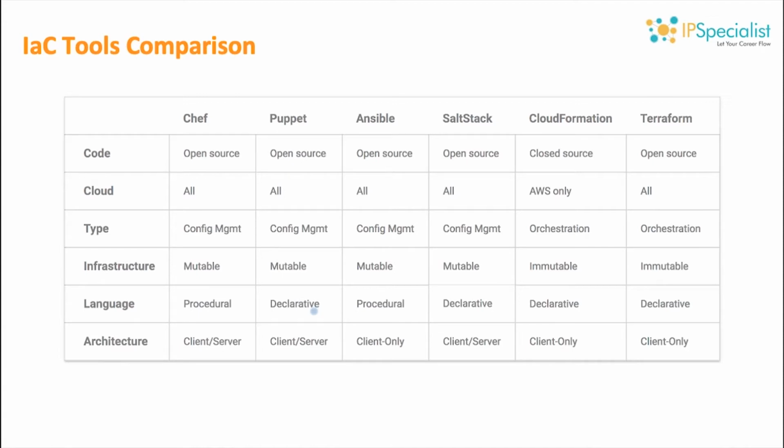We have already spoken about the difference between these two of them. The tool that we will be looking at in this lecture is Terraform, which takes the declarative approach. Now, in terms of the architecture, which is also very important, configuration management tools are client-server based, so they require a server, while the orchestration tools, CloudFormation and Terraform, are only client-based.